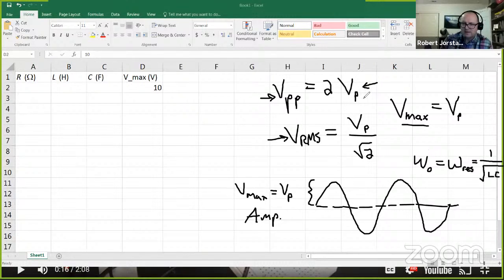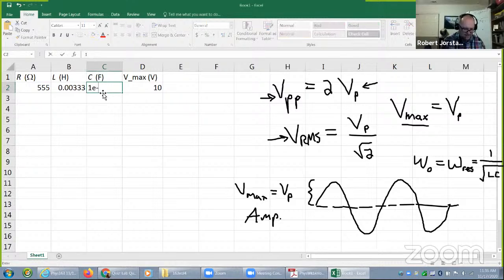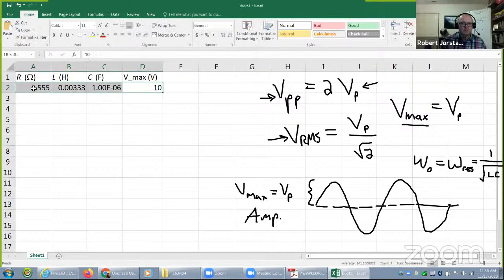So is everybody cool that these are kind of our basic formulas today? All right. So now let's just pick some random numbers. How about we do, well, let's do 555. And then a typical one of these might be 3.33 milli, which I don't know if you recognize that. And then this one, let's just say it's, how about 1 E negative 6? So that's 1 micro. All right. And if you like, you could even do this 3.33 E negative 3.